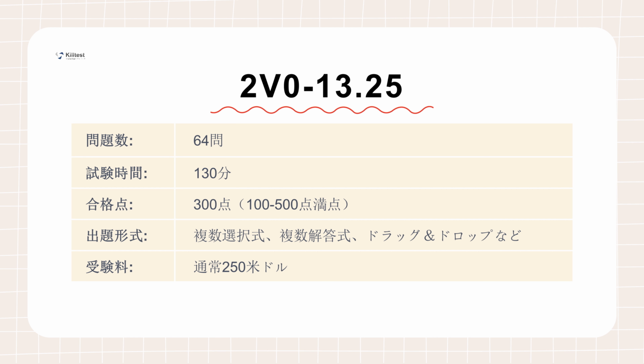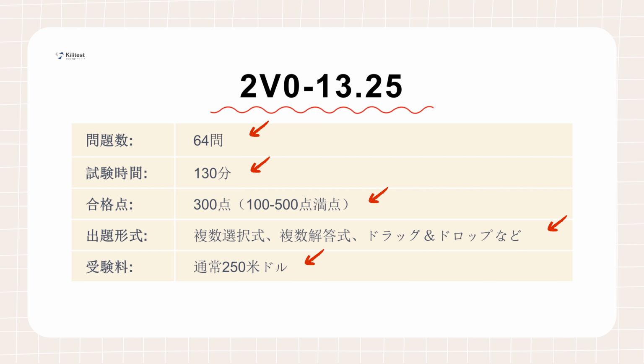Okay, sure. So it's pretty comprehensive. You're looking at 64 questions, and you get 130 minutes for those. Passing score is 300 on a scale from 100 to 500. Question types vary: multiple choice, multiple select, drag and drop, that kind of thing. And the cost typically is around $250 US. So yeah, those details kind of frame the level of depth required.